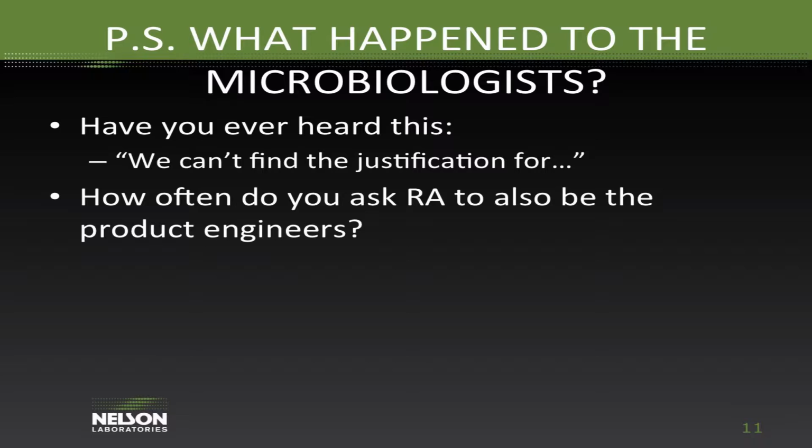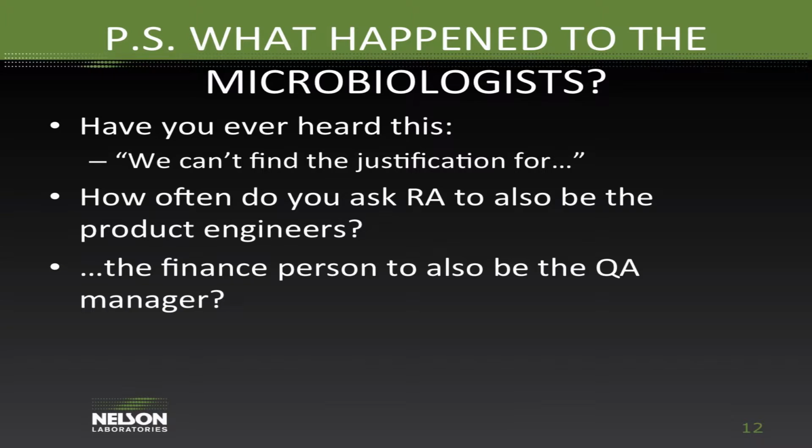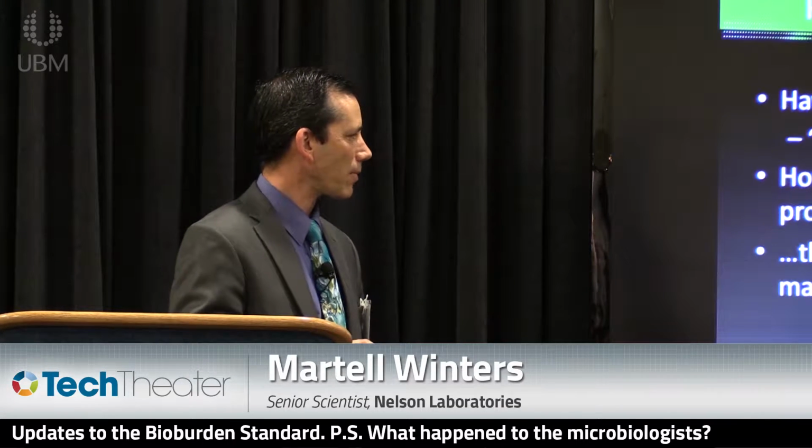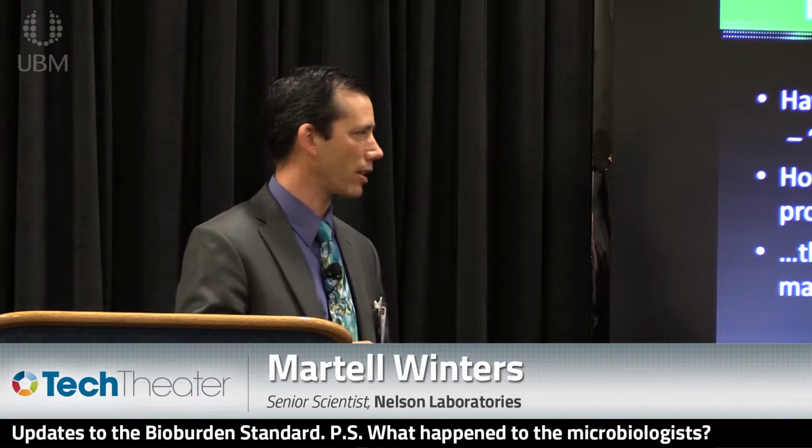So if we think of an analogous situation, how often do we ask someone in RA to also be a project engineer? And say, well, you're a smart person, let's have you engineer the product as well. Or a finance person to also be a QA manager. Now, in startup companies, I know you have 5 people. A lot of people wear a lot of hats. But once you're out of the startup situation, these are not things that you do. So then, why do we ask something critical like sterilization to be one of 20 items on someone's list of job descriptions? And especially someone who has no background in microbiology or sterilization.